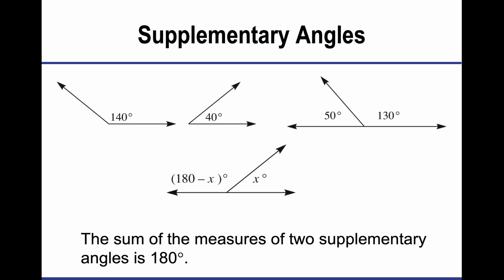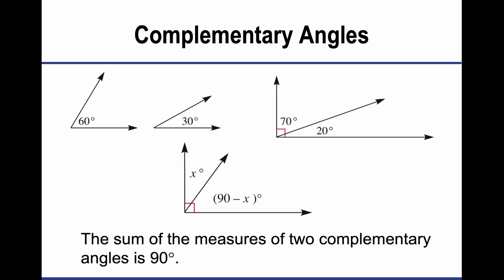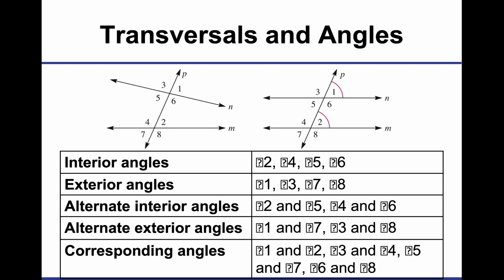The sum of the measures of any two angles, if they are supplementary, is 180 degrees. Not every angle is going to be supplementary, but if it is supplementary and I add them together, it would equal 180. Complementary angles are similar, but complementary angles add together to be 90 degrees.